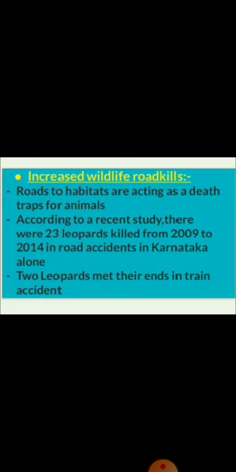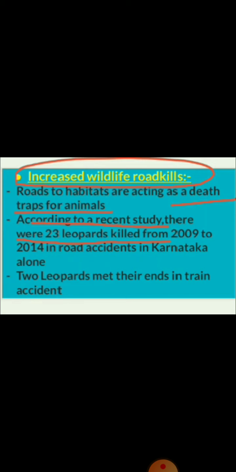The next important impact regarding land and biodiversity is increased wildlife roadkills. The roads we have constructed in urban areas, or especially in forest patches, are acting as death traps for animals. Roadways and railways are acting as death traps for wild animals. According to a recent study, 23 leopards were killed from 2009 to 2014 in road accidents in the southern state of Karnataka alone, in just a span of 5 years.